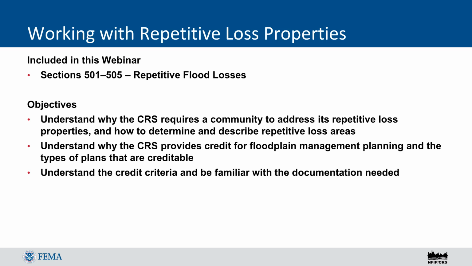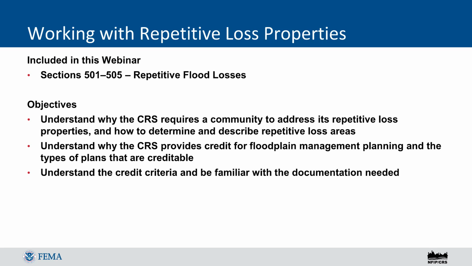Notice we talk about how a community must address repetitive loss properties and how a community must determine repetitive loss areas. There is a very important distinction here between the properties and the areas. In sections 501 through 505 of the CRS Coordinator's Manual, we dedicate the discussion to repetitive loss.